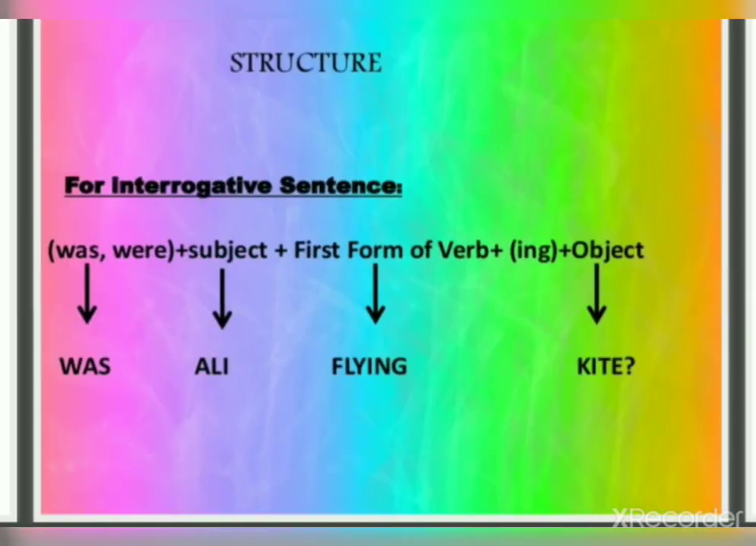Then interrogative sentences. As we have discussed the structure before, while making interrogative sentences, the helping verb comes before the subject, and otherwise the same form of verb and arrangement of sentence. Helping verb, subject, first form of verb plus ing plus object.